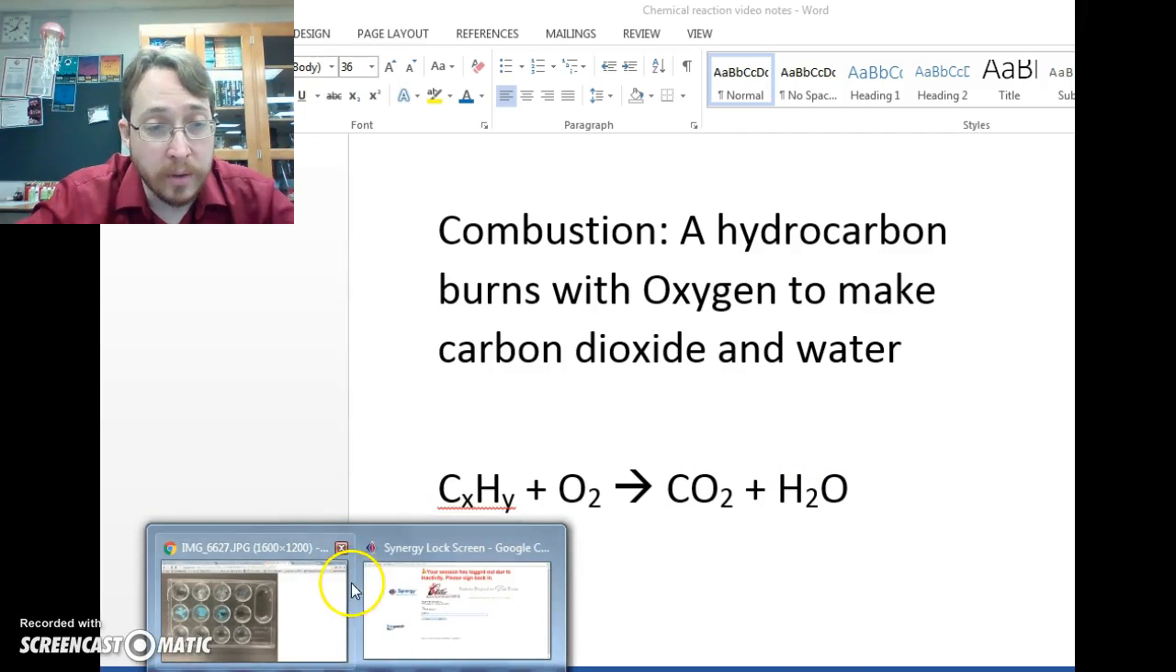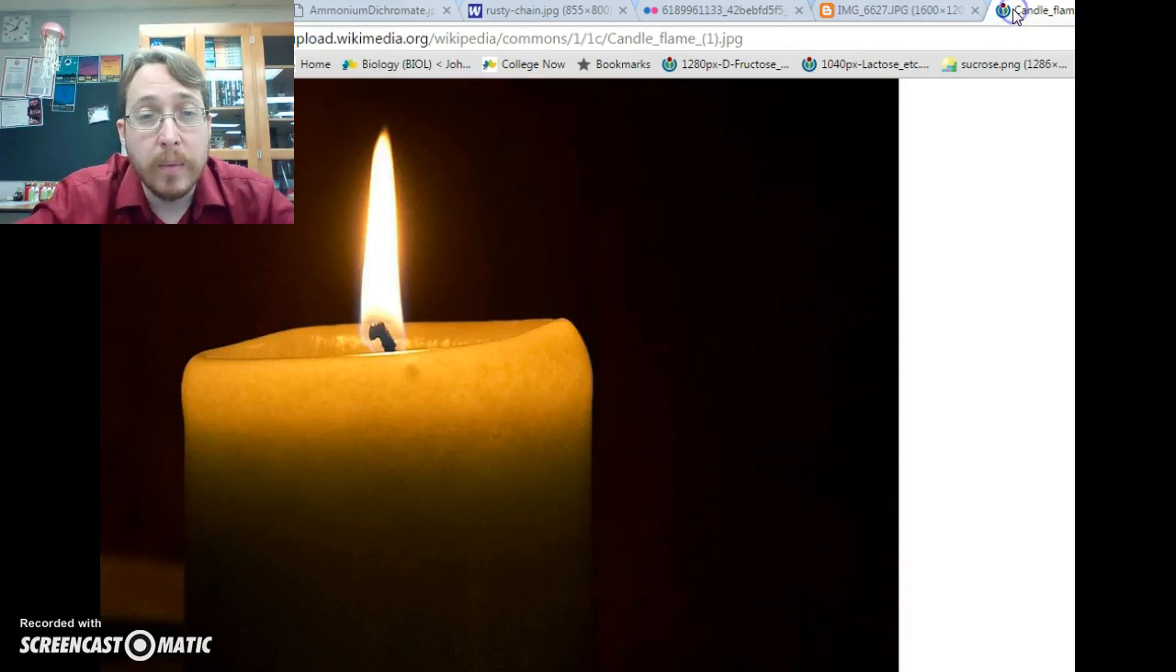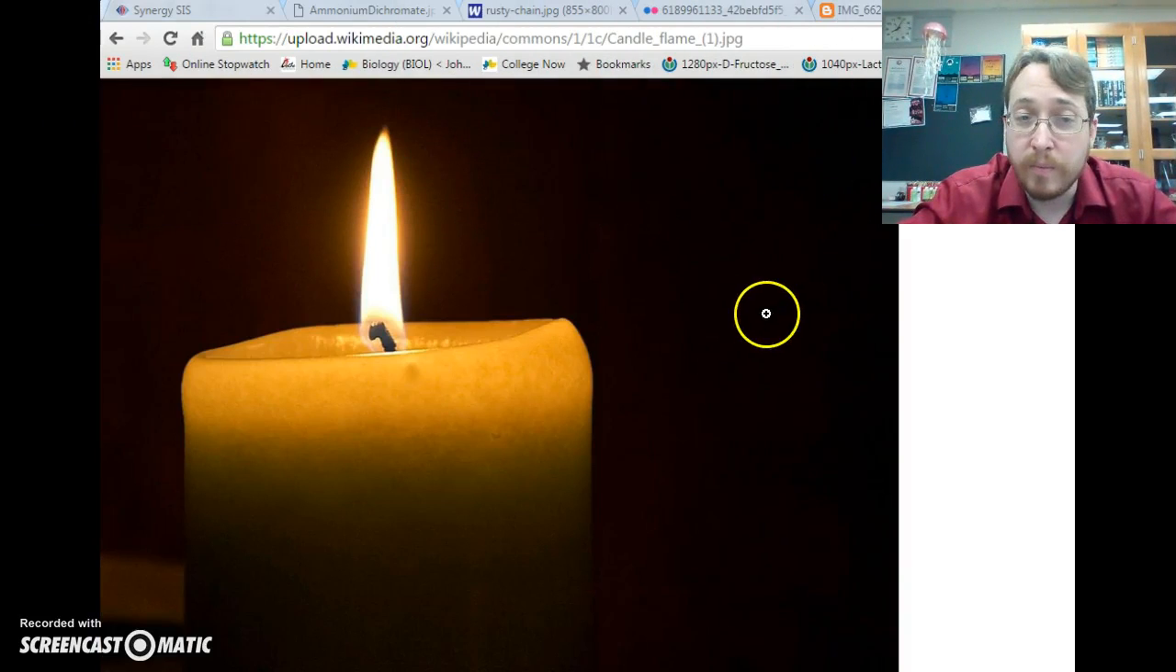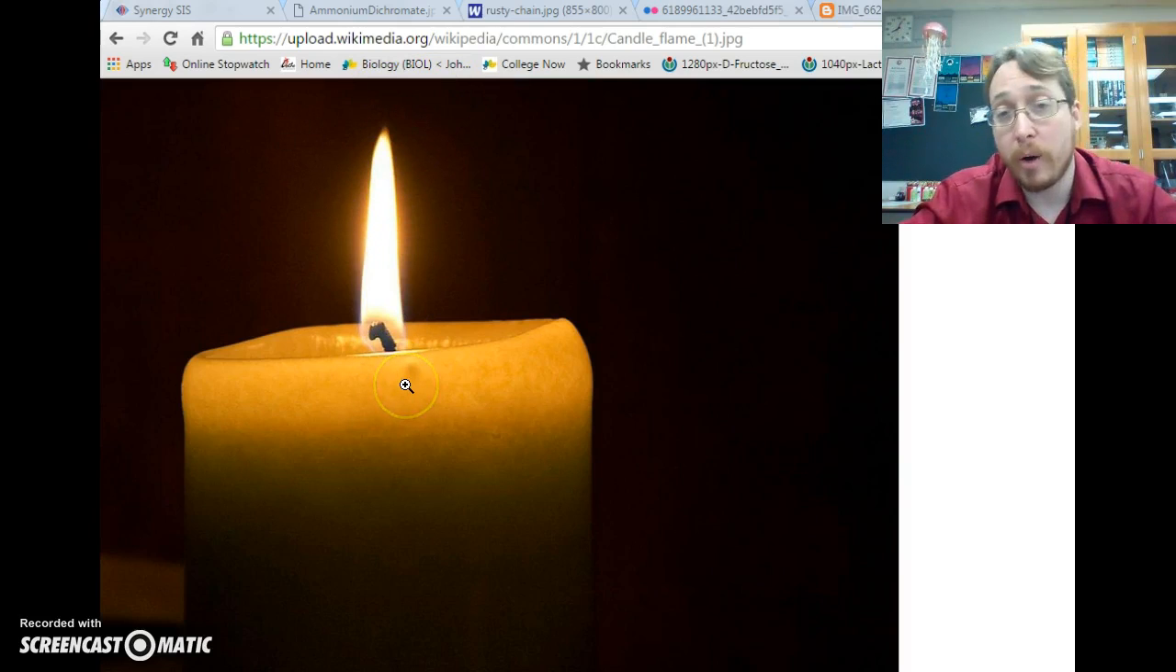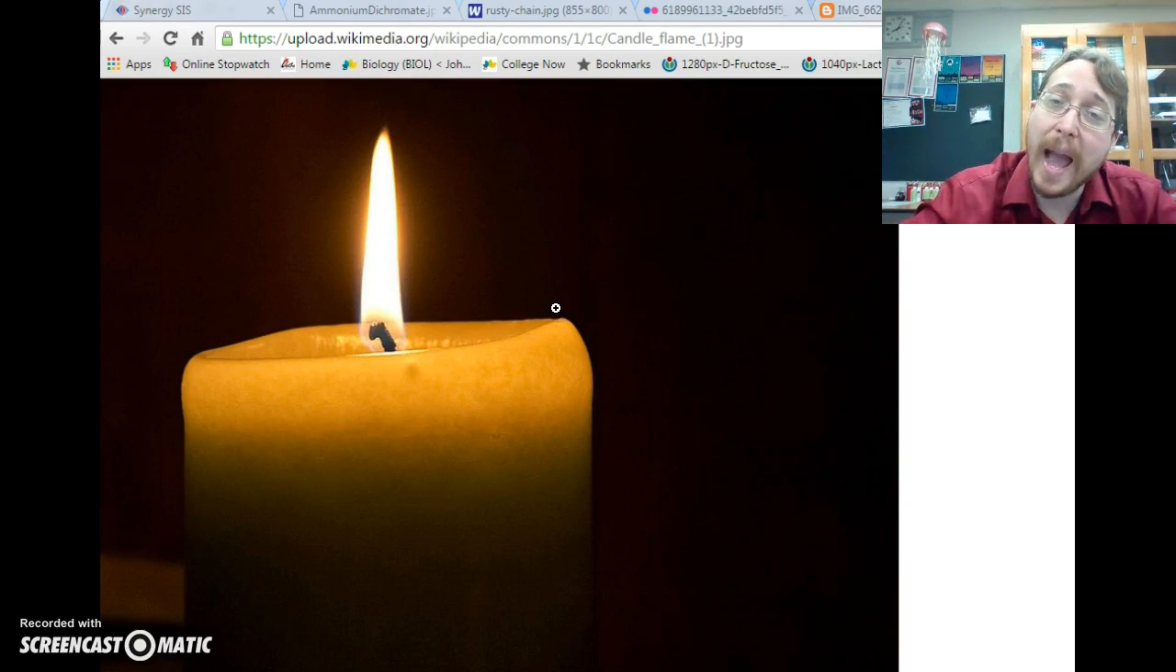So a simple picture of that would be a candle burning. Very classic. Both the wick and the wax are hydrocarbons, and then we can see that this creates a water vapor because the water will evaporate right away, and carbon dioxide is released. And anything else that won't combust, that won't be a part of this reaction, will be the ash at the end.